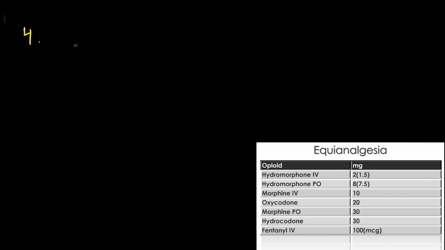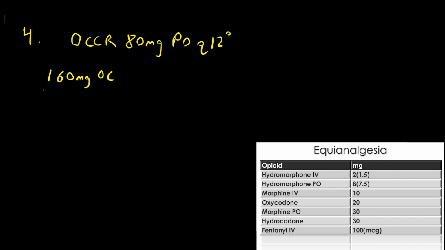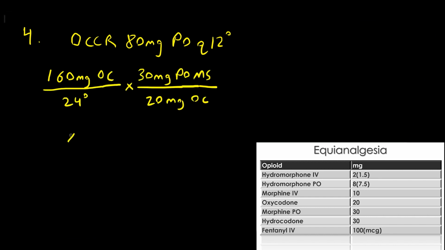Let's look at a patient that's taking long-acting oxycodone, 80 milligrams every 12 hours, and we want to rotate to long-acting morphine. We have 160 milligrams of oxycodone in 24 hours, and we're going to multiply this by 3/4. The decision of when to decrease by 1/3 versus 1/4 usually comes down to what dosage forms are available.